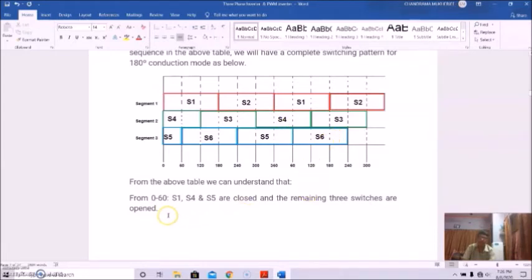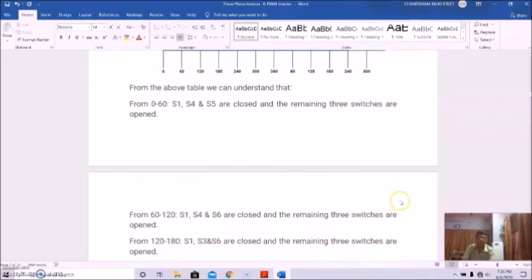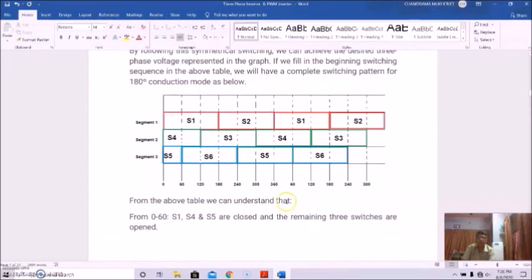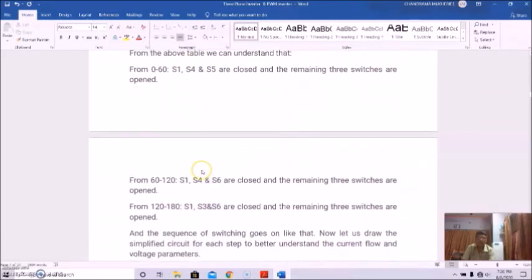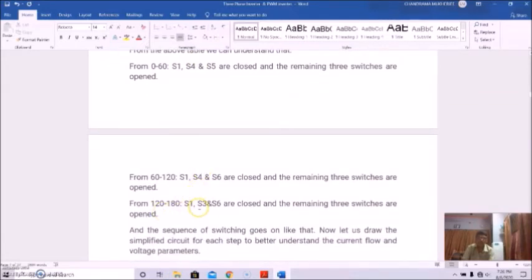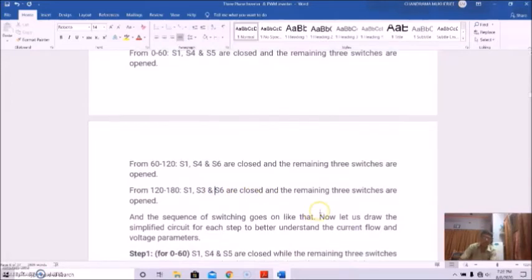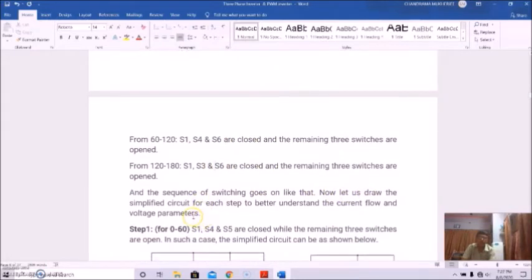So in this way, if we see for 0 to 60 degree, say S1, S4 and S5 are closed, and the remaining 3 switches are open. Again from 60 to 120 degree, we'll find S1, S4 and S6 are closed and others are open. So in this way, 120 degree to 180 degree, S1, S3 and S6 are closed, and the remaining switches are open. So the sequence of switching goes on like that.